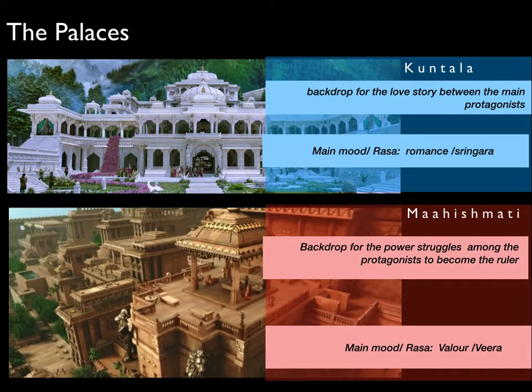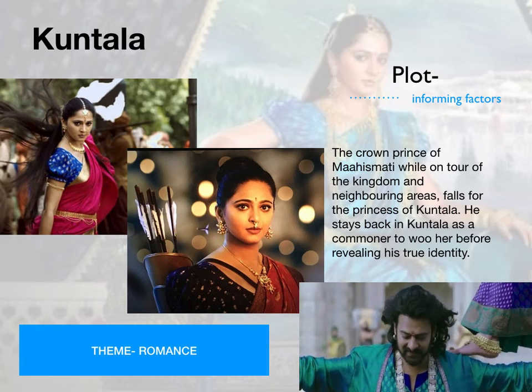Theme romance. Kuntala. Plot. The crown prince of Mahishmati, while on tour of the kingdom and neighboring areas, falls for the princess of Kuntala. He stays back in Kuntala as a commoner to woo her before revealing his true identity.